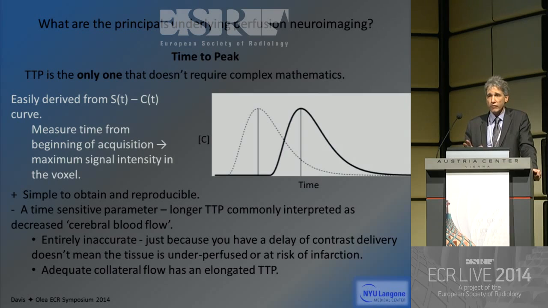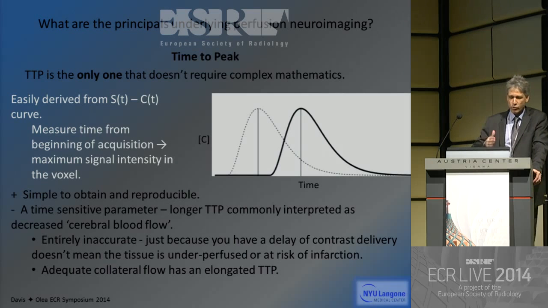It's easily derived from the concentration curve. You just simply start your acquisition. When you have a maximum concentration, that is the time to peak. It's simple to obtain, and it's a time-sensitive parameter. Generally speaking, longer time to peak was interpreted as decreased cerebral blood flow, but that's completely inaccurate.